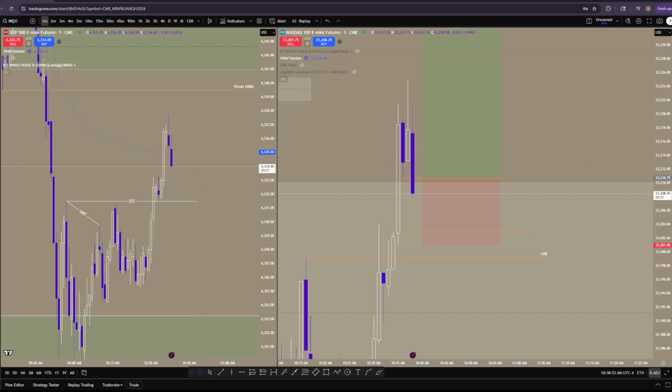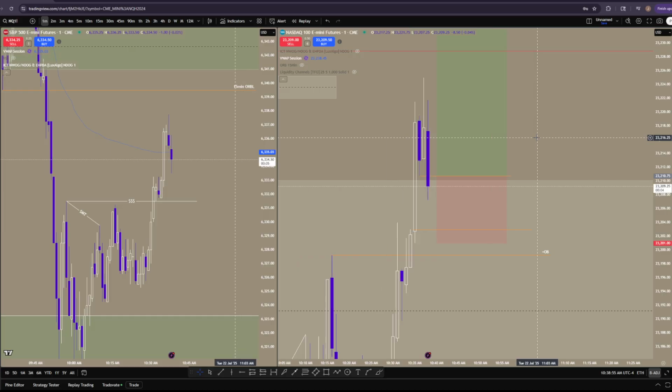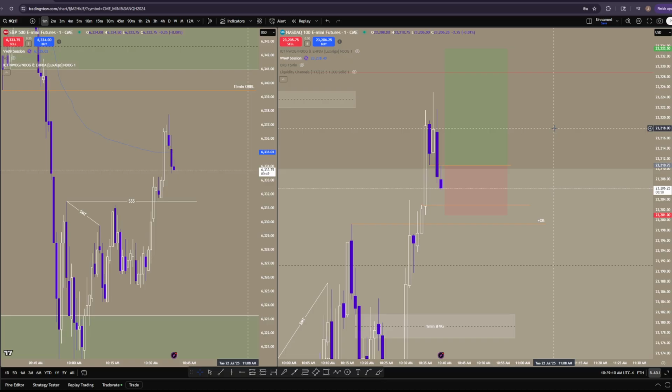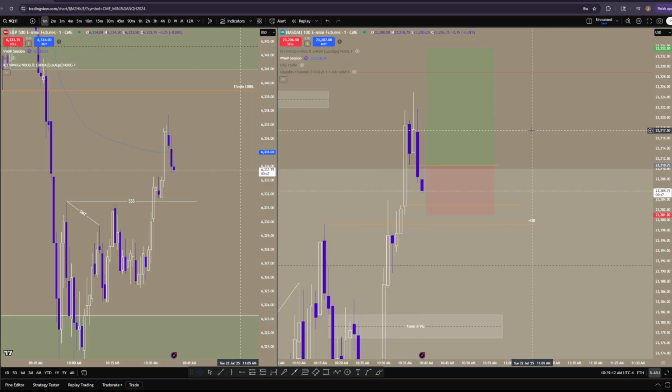Okay, we're coming back down. Let's see if we respect this 1-minute fair value gap and start to bounce here, give us a long. Pretty strong close down. We're losing a ton of buying pressure now. Now we're losing all of our buying pressure. Aggressive down close candle there. We might run right through this 1-minute.